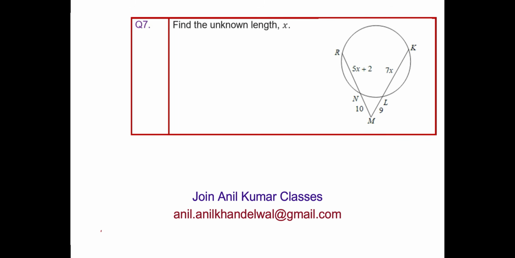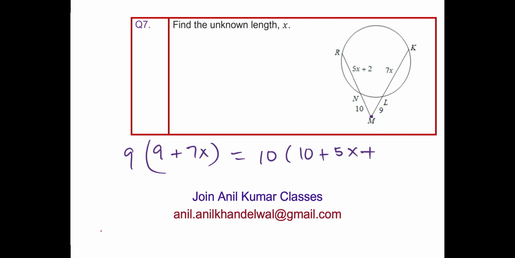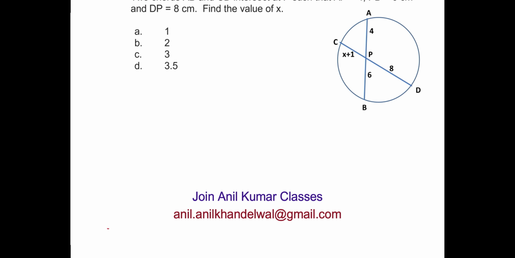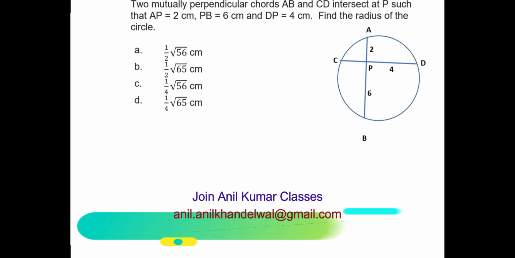Next question. Here it is an external point. So we have 9 plus 7x times 9, okay, is equal to, here we have 10 times 10 plus 5x plus 2, correct? You can solve this equation. And that gives you, oh well, this question we have already solved.